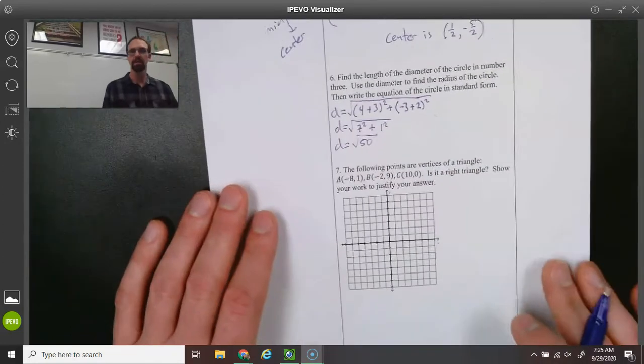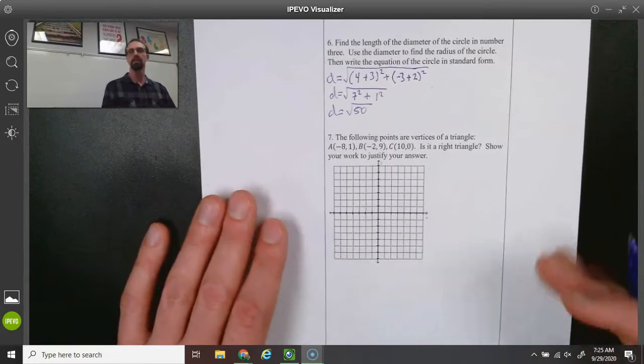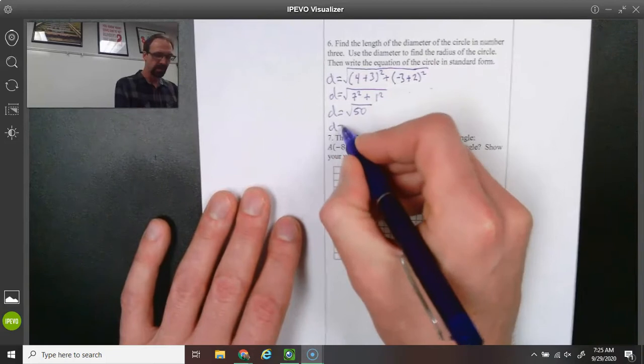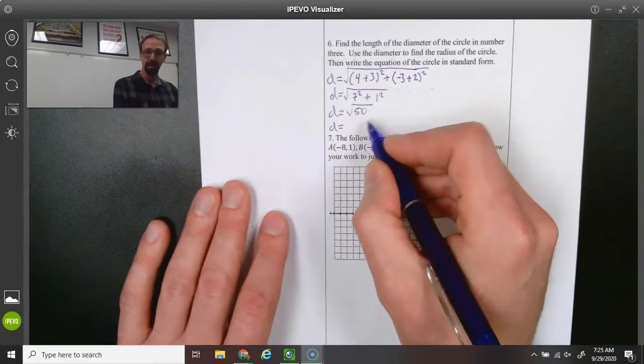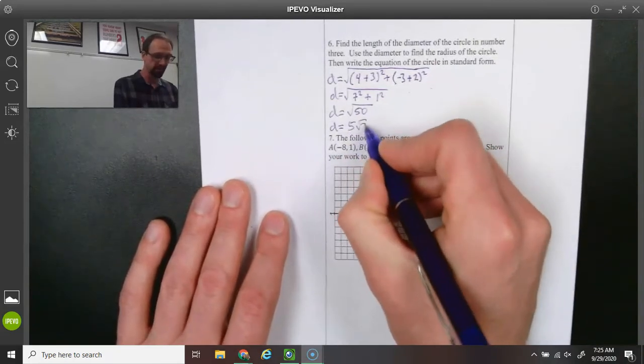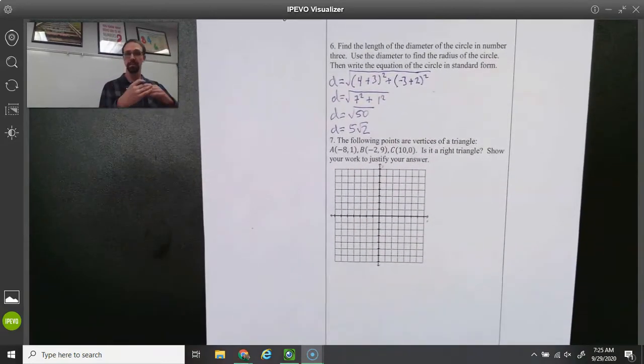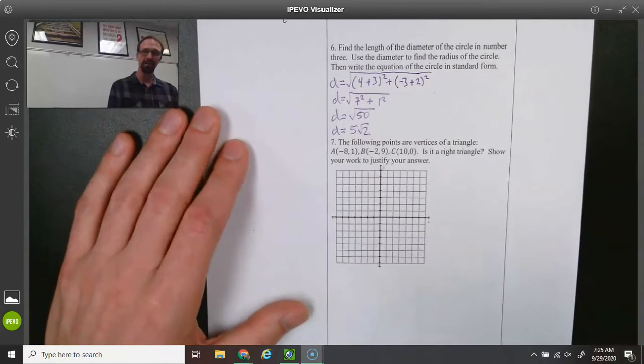This is kind of what I talked about in the previous video. The square root of 50 we can simplify. We can take the square root of 25 out of that, and so that's going to give us the square root of 25 times 2, or 5 square root of 2. This is the diameter. Remember, this is the diameter, and what we want is the radius.